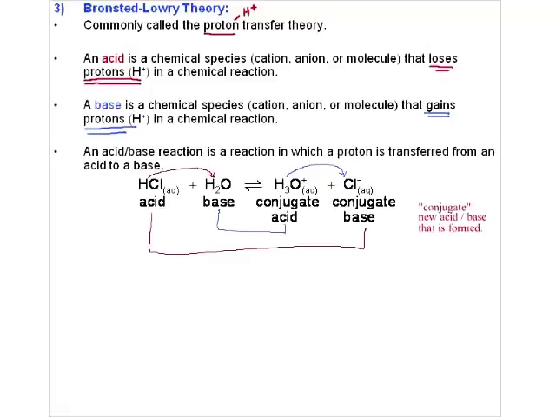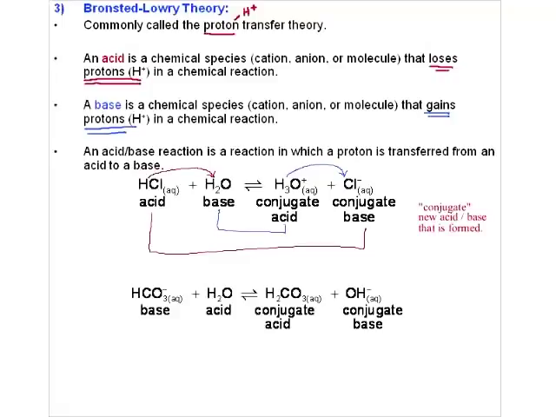Here's another one. This guy is the bicarbonate one. And we're looking at this and we're saying, okay, let's make bicarbonate act as a base. So that's going to have to attract the hydrogen. And it's going to get it from H2O. And in the process, what we create is what's called the conjugate acid and the conjugate base.